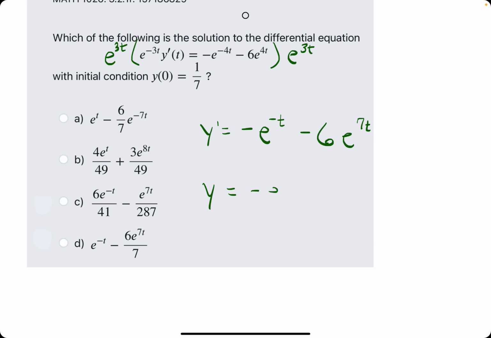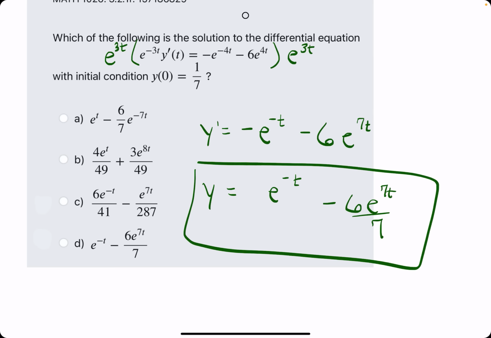Antiderivative, with e terms it's the same, but we divide by the coefficient of the t term, which is negative 1, since it's negative t. And then minus 6e to the 7t divided by 7. So really the only thing that we have to simplify is likely the negative e over negative 1. We can just make that positive e. So we're looking for, looks like option D.